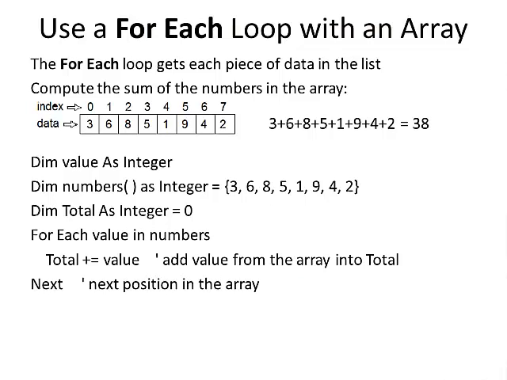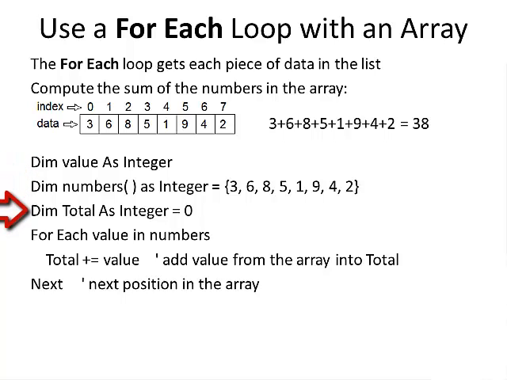Are you ready? Here it is. Here's an example of how to use the for each loop with an array. What I'm going to do is to compute the sum of the numbers in the array. And the numbers are like 3, 6, 8, 5, 1, 9, 4, 2, and the total is 38. Starting off, I have dim value as an integer. This is going to be the value that I pull out of the array as I step through each part of the loop. And here's my array of integers.